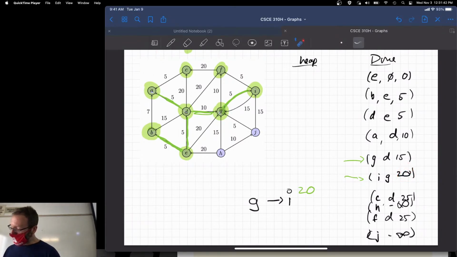So how did we get to G? We went to D first. So put in D, and then you went over to G. And then you ask another question of, well, how did you get to D? Well, you came from E. At that point, you have reached your original source vertex, and you've recreated this path. All you have to do is work backwards from the destination back to the original.